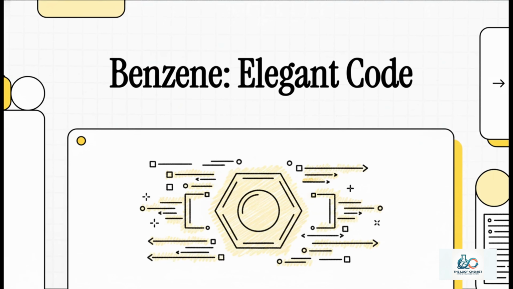Okay, so you almost certainly remember benzene from chemistry class, right? That classic hexagon shape. But what if we looked at it differently? What if I told you it's not just some random molecule, but maybe one of the most elegant pieces of code ever written? Not by a human, but by nature. That's the idea we're going to dig into.